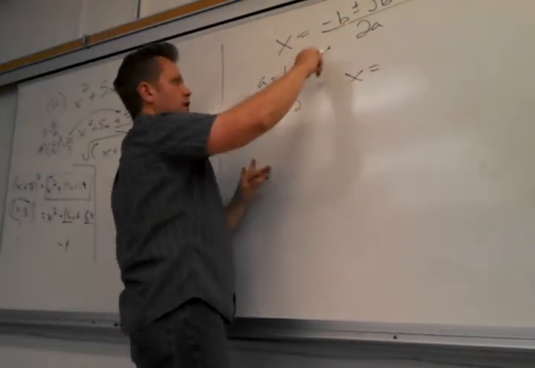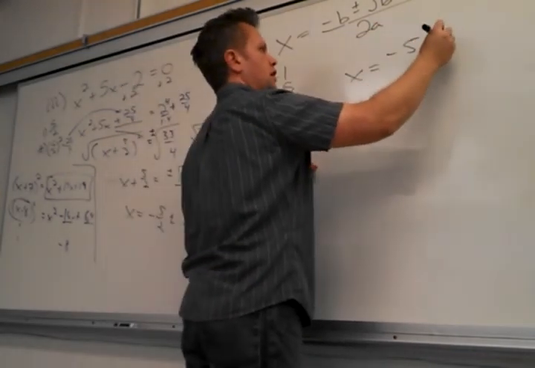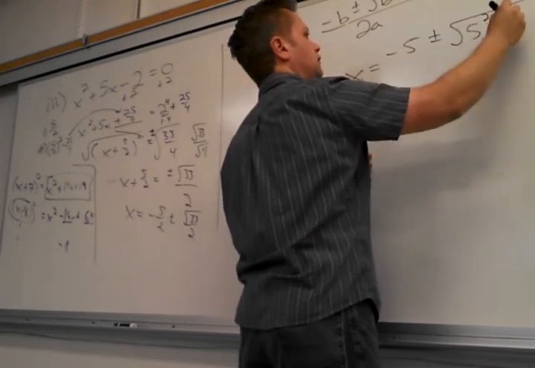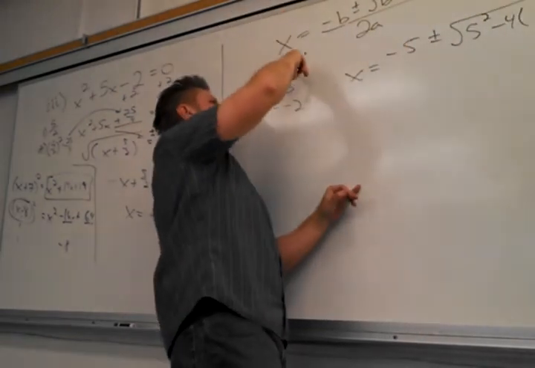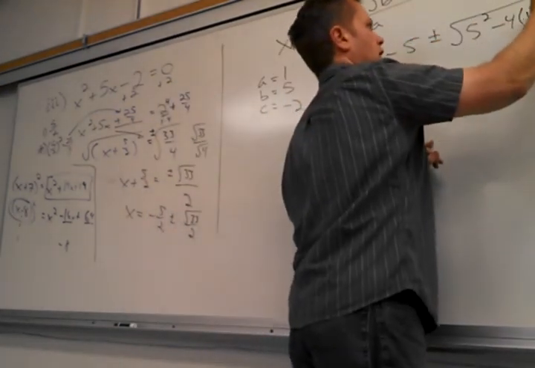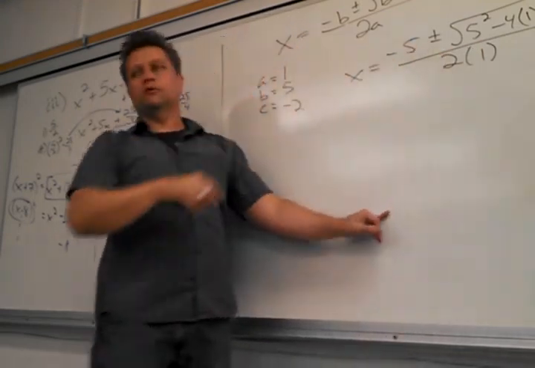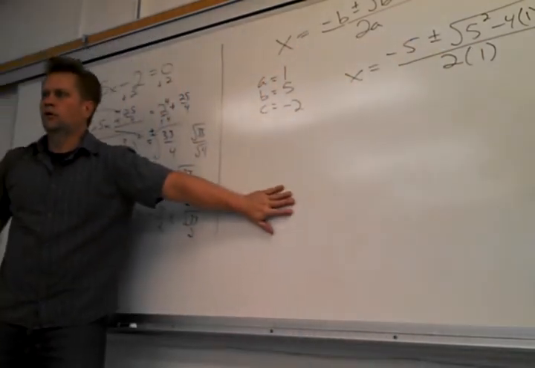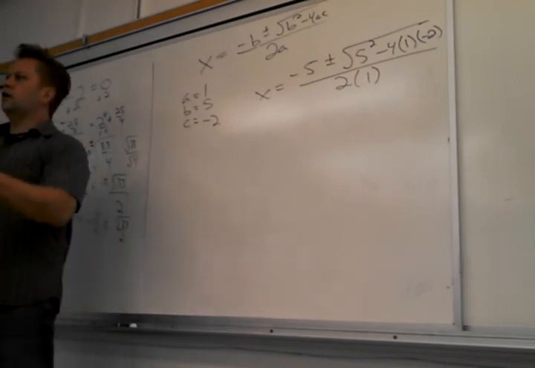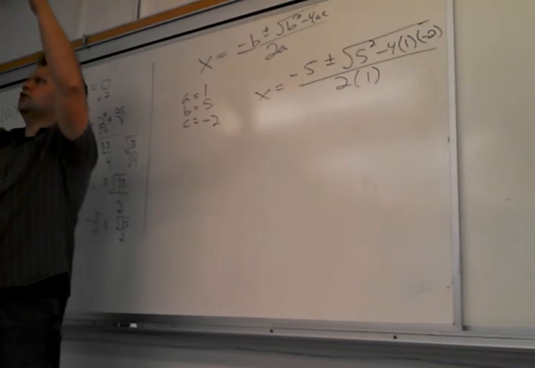So negative B, so negative 5, give or take, the square root of 5 squared minus 4 times A times C. So now I'm just plugging values in, over twice A, which was 1. Is that cool? Just plug it in. And why is it so relatively easy? Why is it just a plug and shove? Because we did all the work ahead of time.